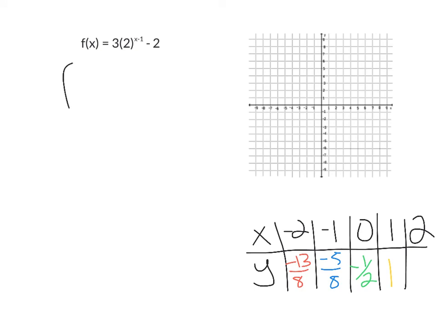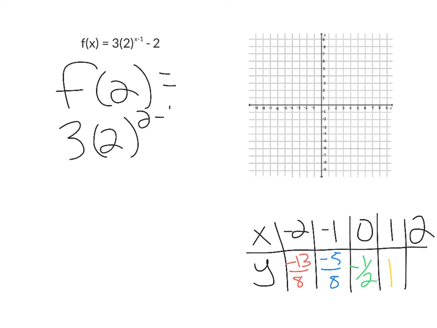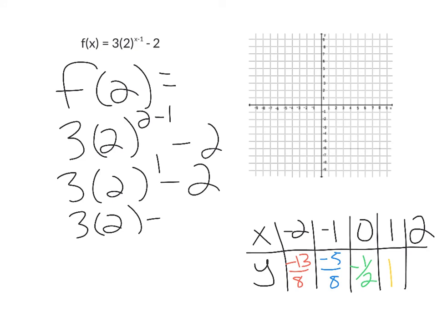Finally, I'm going to find f of 2. So I get f of 2 equals 3 times 2 to the 2 minus 1, minus 2, or 3 times 2 to the first, minus 2. 2 to the first is 2. 3 times 2 is 6. 6 minus 2 is 4. So my final point is 2, 4.